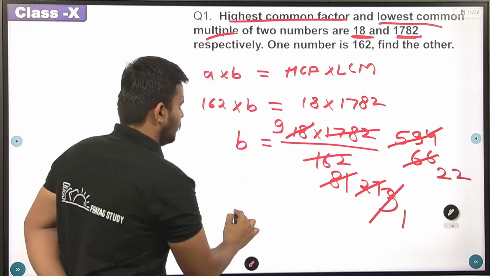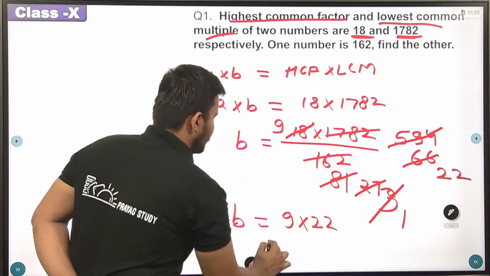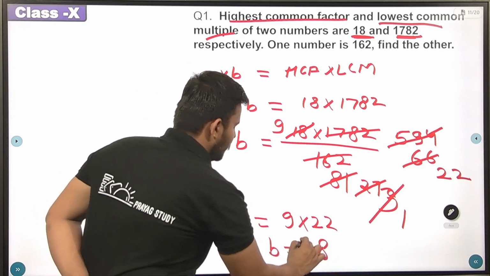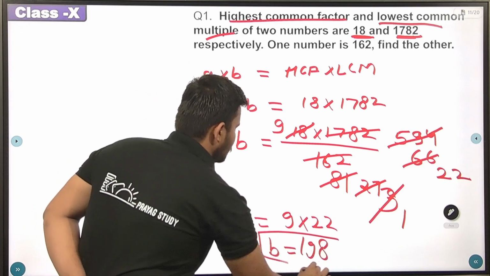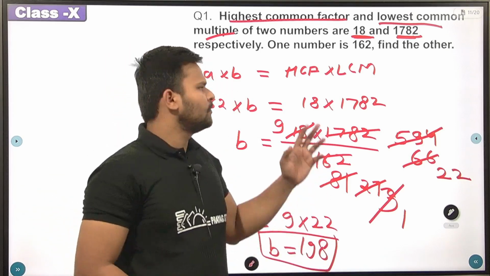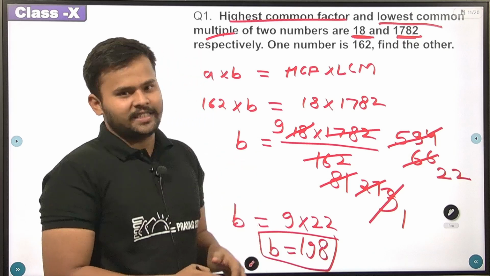So B will be equal to how much? Here it is 9 into 22. So we will get the second number as 9 2s are 18, 9 2s are 18, 198. So this is our answer. This is the second number that we have got. So what you have to do is put the product of the two numbers equal to the product of their HCF and respective LCM, right?